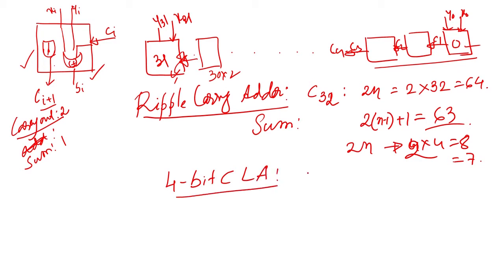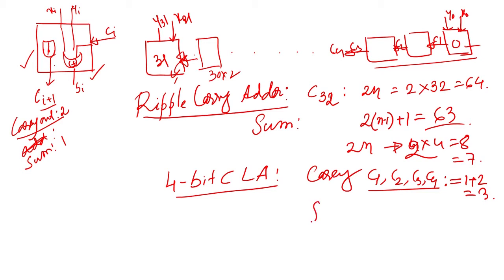Just now we saw the gate delay for carry. C1, C2, C3, C4 will all be computed simultaneously, and the gate delay will be 1 plus 2, so 3 gate delays, and the sum is this structure.